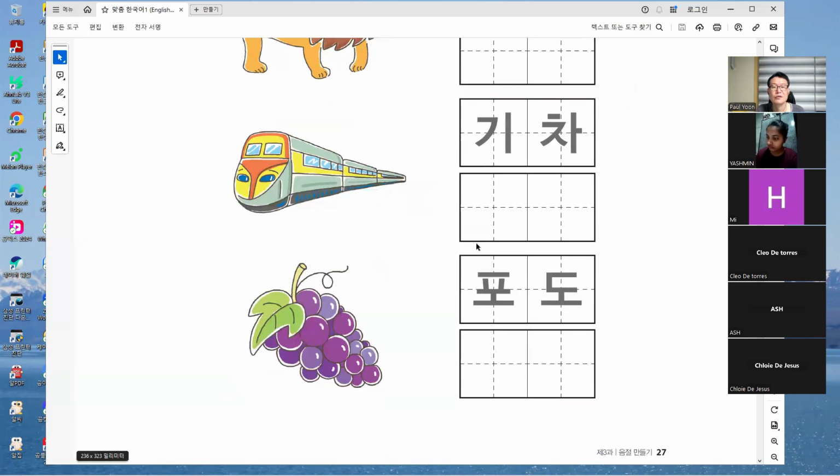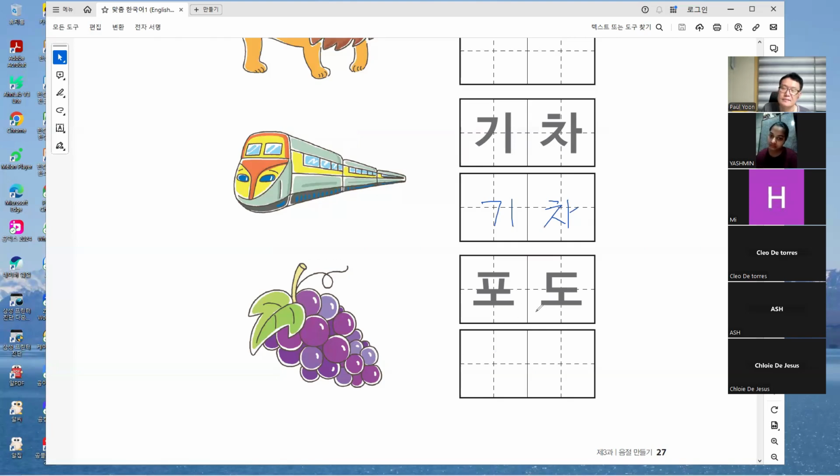Next. We already know, right? Can you read? 기차. Okay, good. 기차, train, 기차. Okay, 기차, train.